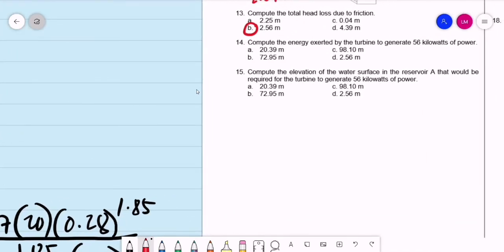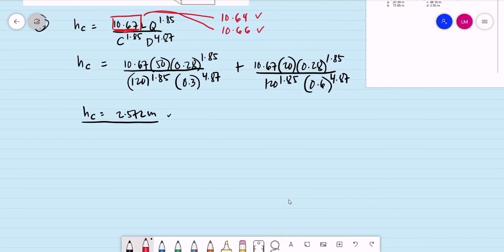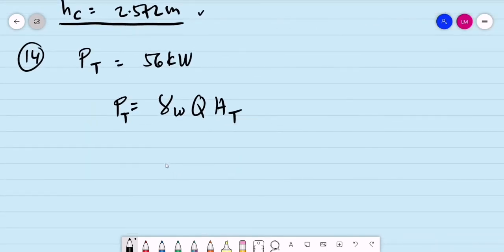And number 14, compute the energy exerted by the turbine to generate 56 kilowatts of power. So, nagbigay siya sa number 14 ng power. Okay, the magnitude of the power from the turbine is equal to 56 kilowatts. Paano ba mag-compute ng power? Equal yun sa unit weight, kung tubig, the unit weight of water, discharge, then the head. Kung power from the turbine, gamitin natin yung head extracted by the turbine. Okay? So, 56 kilowatts. Ano yung equivalent ng 56 kilowatts? Pareho lang ito sa 56 kilonewton meter per second.